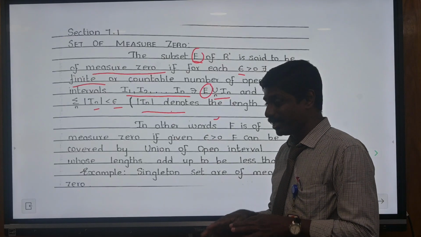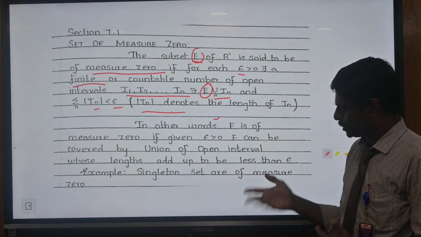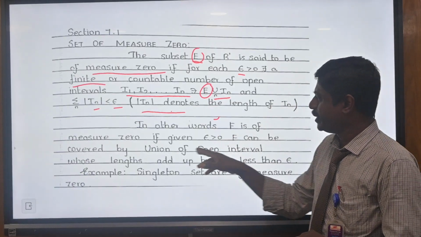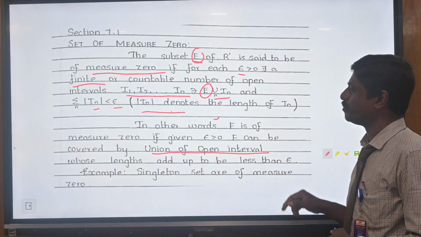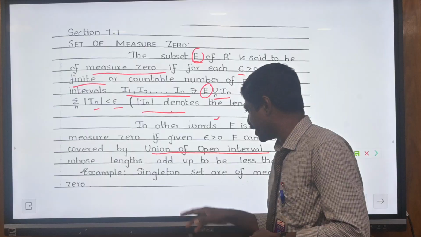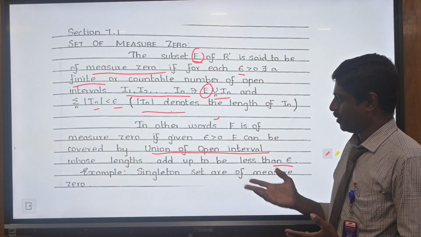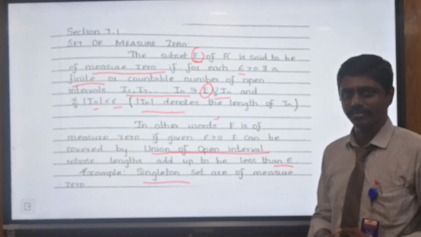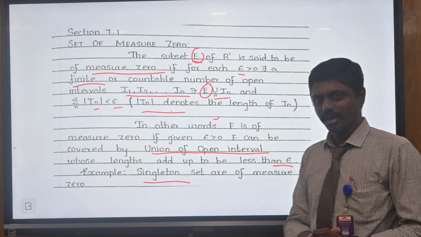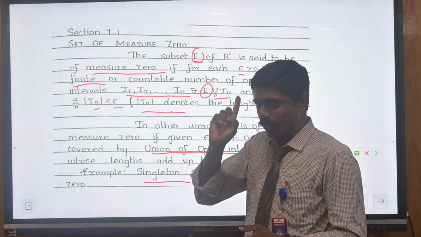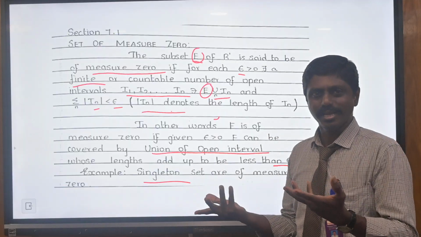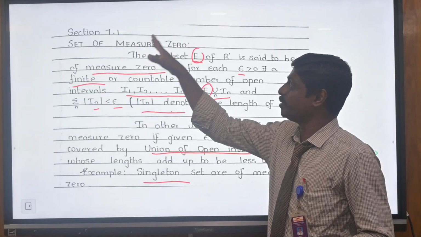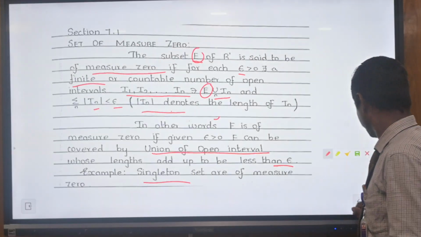In other words, another way to state the definition: E is of measure 0 if, given epsilon greater than 0, E can be covered by a union of open intervals whose lengths add up to less than epsilon. Nice example: a singleton set has measure 0, because it has only one number. Even if you count it, it is obviously less than epsilon. So remember that the singleton set is an example of measure 0.